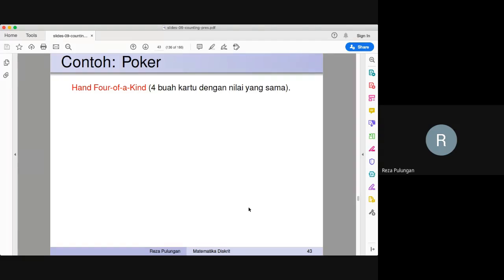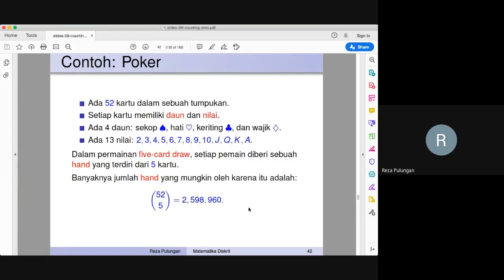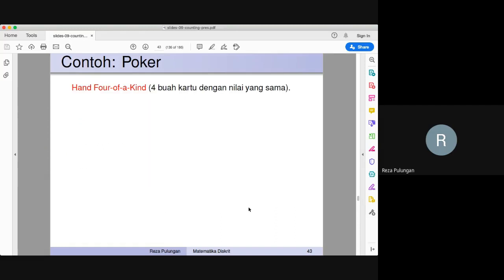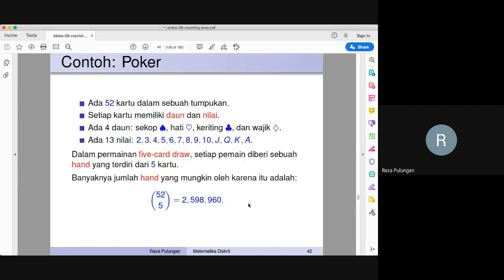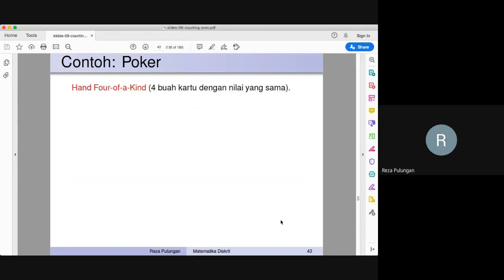We call this hand 4 of a kind. What is hand 4 of a kind? Hand 4 of a kind is basically this one, right? We also call this the rank. A hand 4 of a kind is basically a hand where one particular rank has all of its suits, yeah, all 4 of the kind.